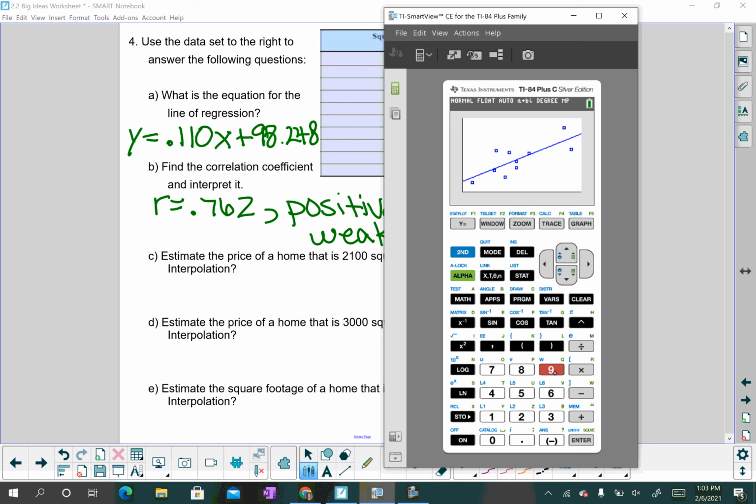All right, so we're estimating a home that is 2,100 square feet. So we've done this before. We're going to hit second trace. We're going to go into that familiar calculate menu we've seen. We've done mins, we've done maxes, we've done zeros, intersects. So we've also done value, but this was a little while ago. So we're just going to hit number 1 for value. And we want a value when our square footage, or our X, is 2,100. So we're just going to type in 2,100 and hit enter. And what we see for y there is our answer. So I'm going to round to the nearest whole number. 329 is the value when x is 2,100.